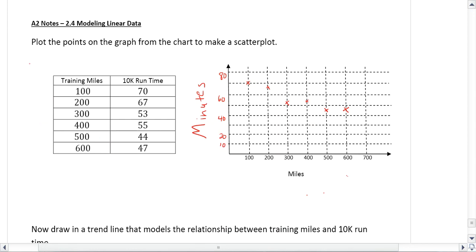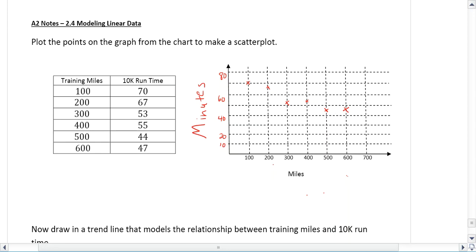So I plotted that here. At 200 miles of training, the run time is going to be a little faster, 67, and so on. So we plotted these. Now it says to draw in a trend line that models the relationship between how many miles you train and your 10K run time.